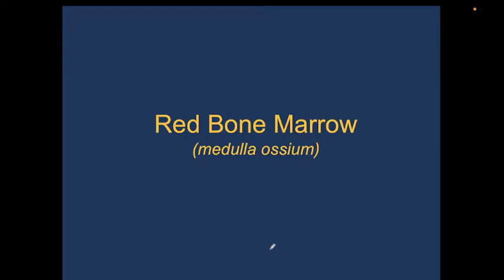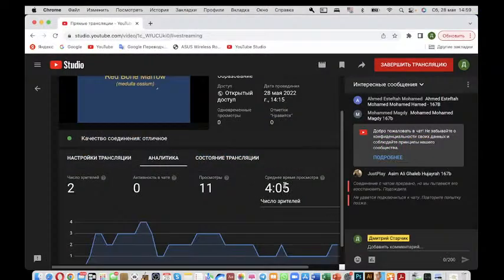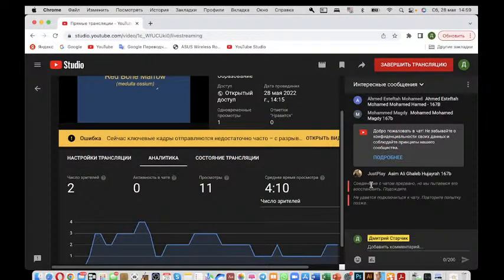Let's start now with the separate organs, and I'd like to begin with the red bone marrow. You see the name in Latin, and we call this also in Latin. You have to know the Latin name, and this is medulla osseum. Medulla osseum.